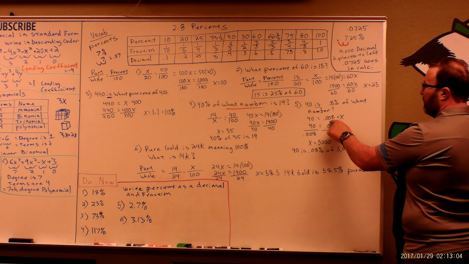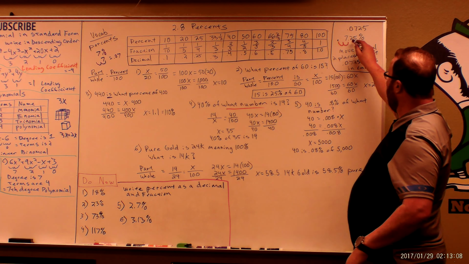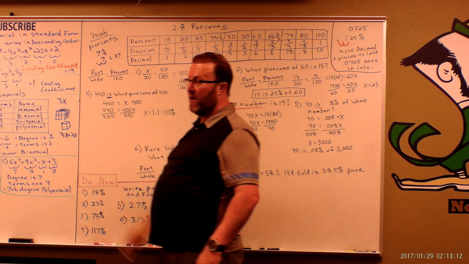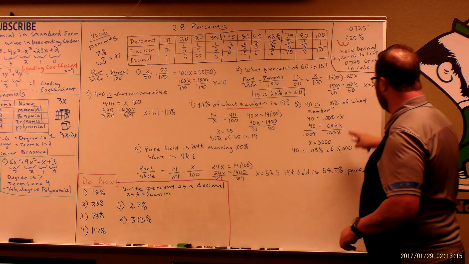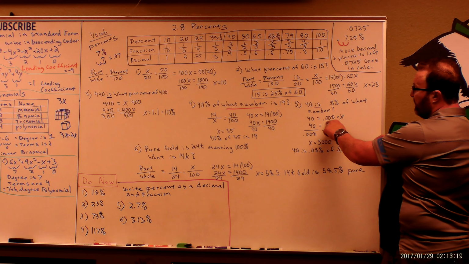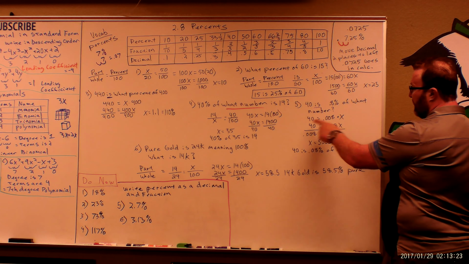Now why is this 0.008 right here? Because remember what we did right here. We moved the decimal place twice. Doesn't matter how many decimals there are. If there's a percent sign after this, we still have to move it over twice. So it's 0.008. So we combine this with x and then we divide it.